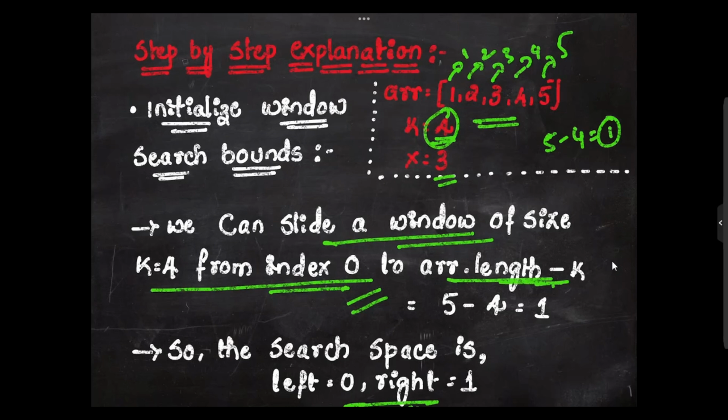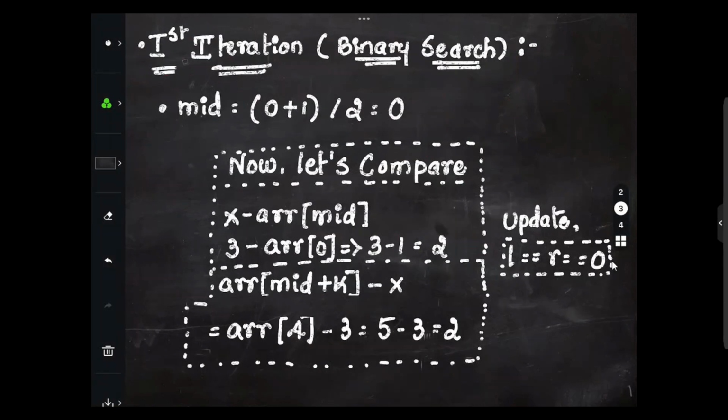So left equals 0, right equals 1 means left is pointing to the first element and right is pointing to the first element. This is fine. Accordingly, because we got the output 1 here, left equals 0, right equals 1. So let's move on with the next step here. Let's discuss the first iteration. We will be going with the binary search for this.